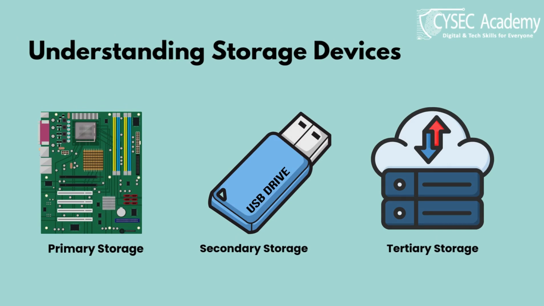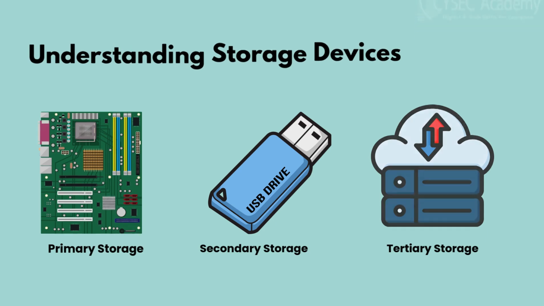Understanding storage devices. Think of storage like the brain, where some memories are stored temporarily, and some are stored forever. Where do computers store information? 1. Primary storage, RAM. Short-term memory, lost when turned off. 2. Secondary storage: hard drive, SSD, flash drive, long-term storage. 3. Tertiary storage: cloud, backup tapes, large-scale storage for archives.